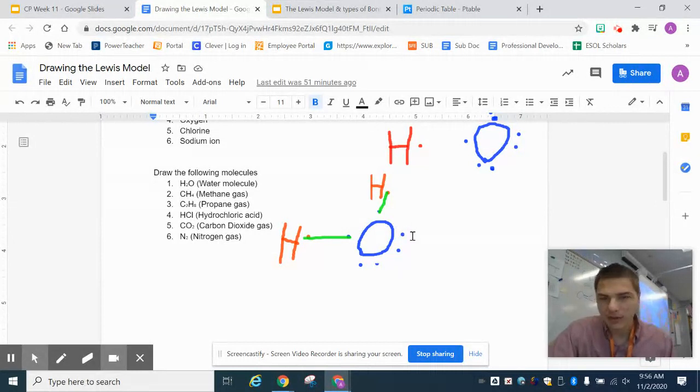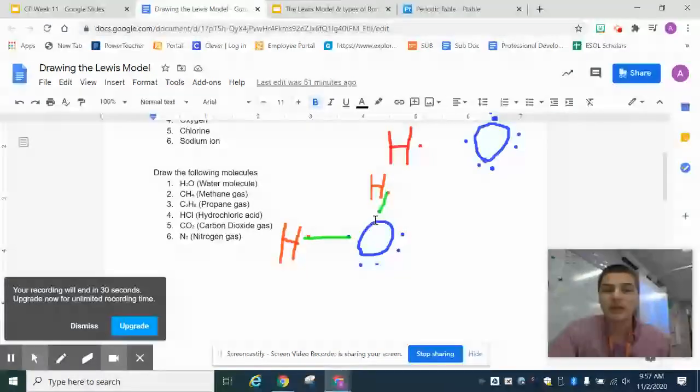Now we can count this up and see if they're happy. Oxygen now has 1, 2, 3, 4, 5, 6, 7, 8 valence electrons. So oxygen's happy. Likewise, hydrogen has 2, hydrogen has 2. So our water molecule is happy, and that means we're done drawing the Lewis molecule for water.